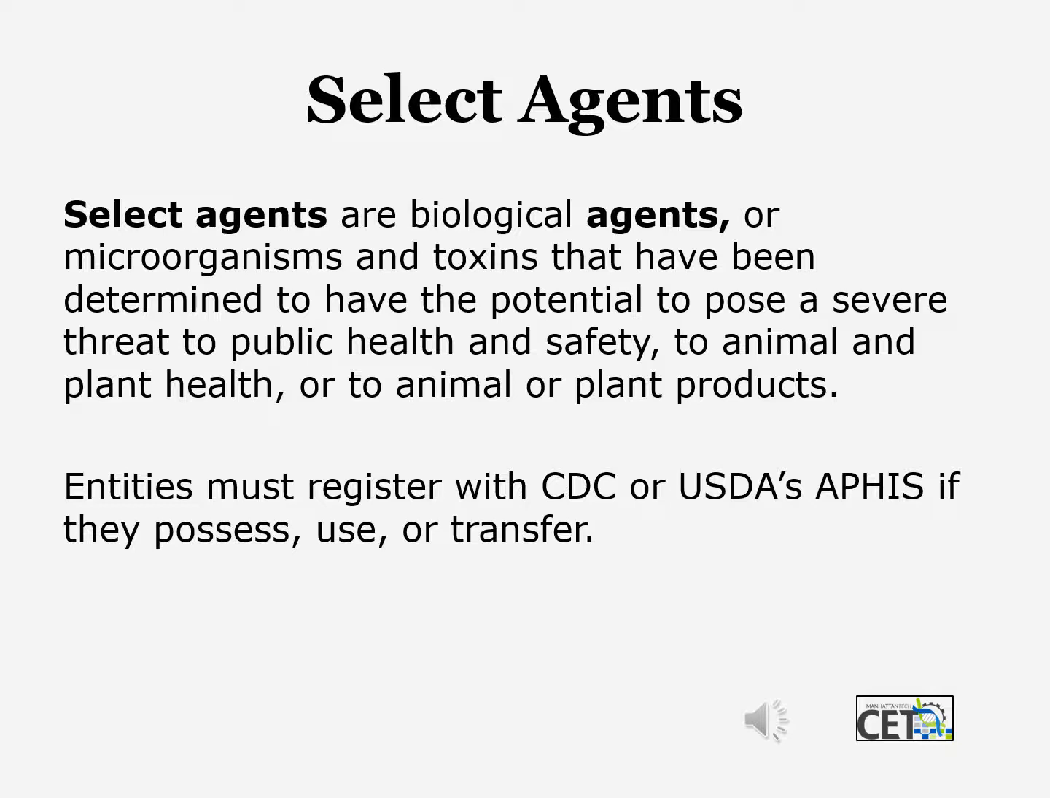Examples of them, though, might give you a hint as to really how dangerous they are. The bubonic plague is a select agent. Smallpox is a select agent. And then an example of a toxin would be ricin.